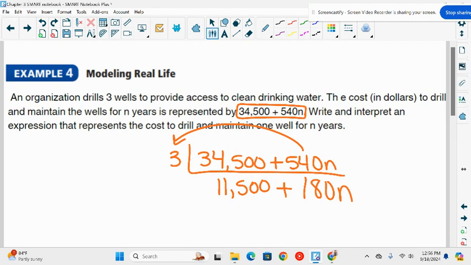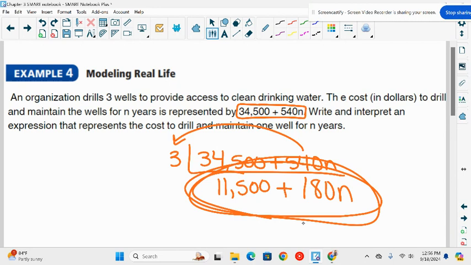So, are they wanting us to put this into the distributive property? No. What is our answer here? What is the price for 1 well? It's this right here. That's the price for 1 well. This is the constant. This is how much it takes to make it. And then this is how much it takes to maintain it.